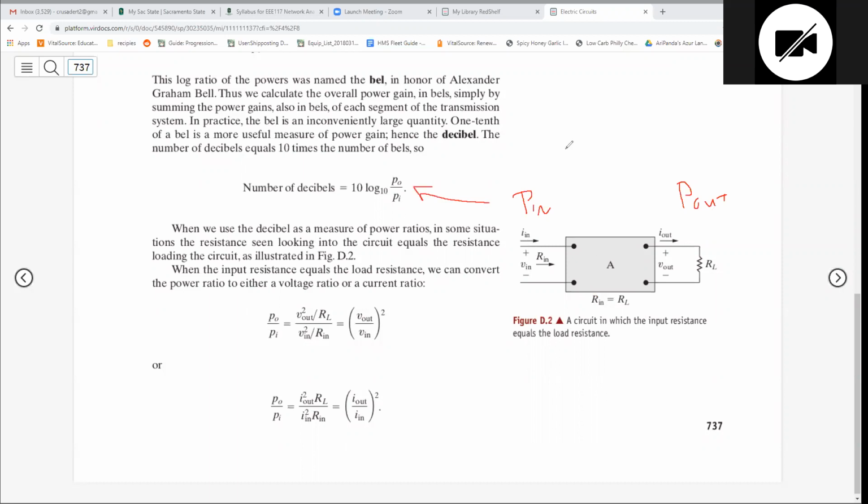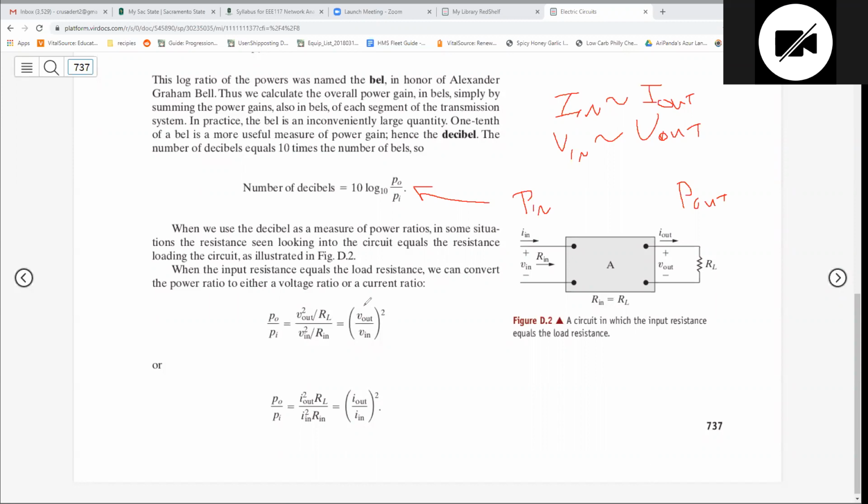But what about V in versus V out? Is it the same? Or I in versus I out? Is it the same? Right? Because sometimes we talk about power, but sometimes we want to talk about voltages. What if I want to measure, I have 50 volts in, what voltage do I get out? I don't want power, I want voltages, right? Well, is it as simple as just, you know, square rooting the power and dividing by the resistor, or is it something a little more, right?